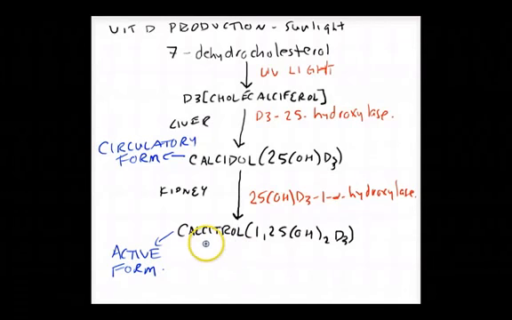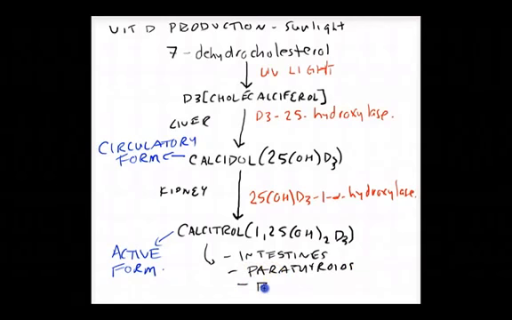Now this calcitriol, this active form of vitamin D, is going to have certain effects. It's going to have roles to play in the intestines. It has a role to play in the parathyroid glands. It has a role to play in bones. And it plays a role in the kidney. And now let's discuss each one of these roles individually.